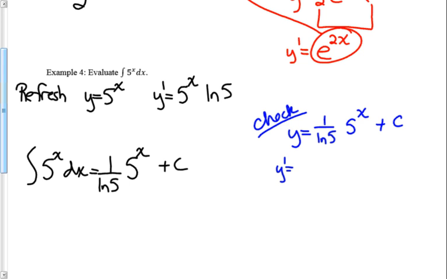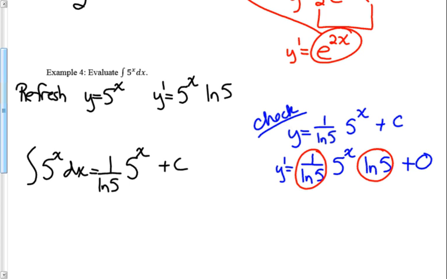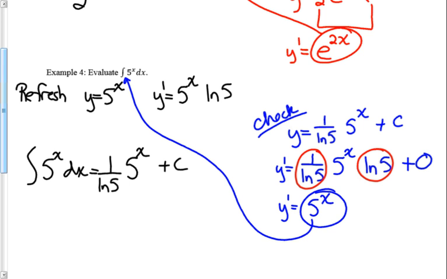The constant in the front, the 1 over natural log 5, which is just a number, is just going to stay. I multiply by the derivative of 5 raised to the x, which is 5 raised to the x times natural log of 5. The derivative of my constant is 0. Now these guys, 1 over natural log of 5 times the natural log of 5, is just 1. So that tells me that y prime would be 5 raised to the x, and this is what I started with right here. Okay, so I like that one as well.